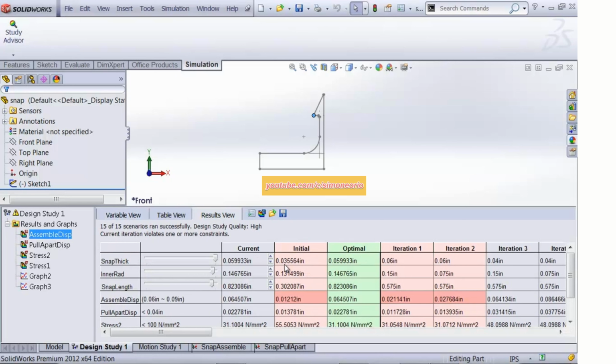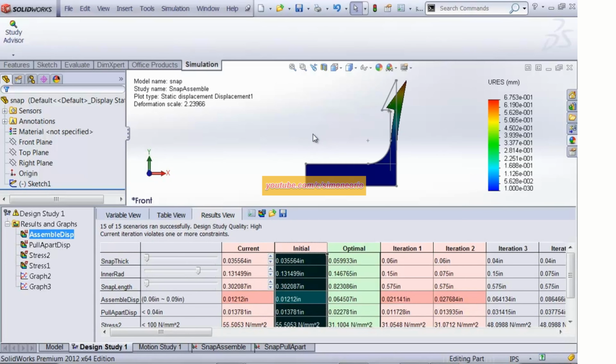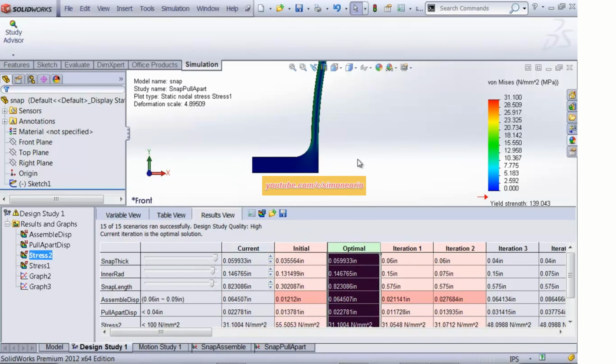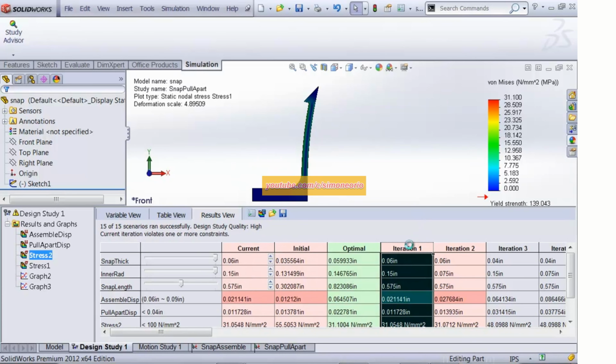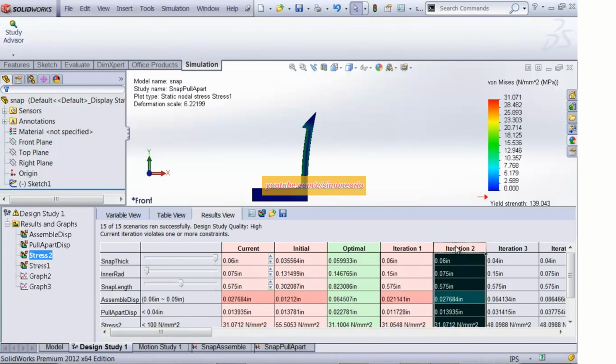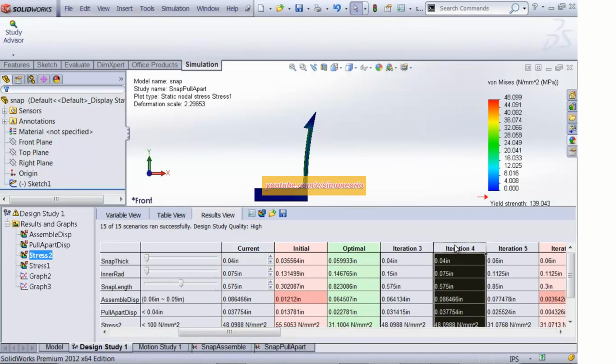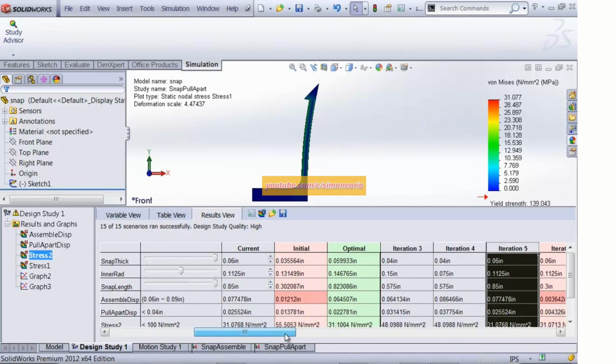So we can take a look at our results view from the design optimization, and this runs very quickly. Let's hide the sketch so it's a little prettier. This is our initial design, and we're looking at the stress from the assemble or the pull apart analysis. Then as we walk through the model, we can see the results from the different iterations. The iterations in red didn't meet all of our criteria, and the iterations that are gray met our criteria, but they're not optimal.